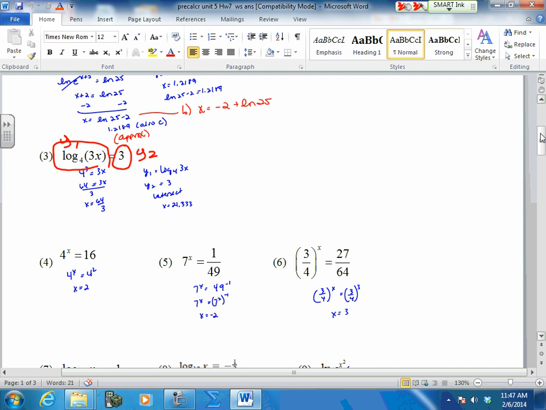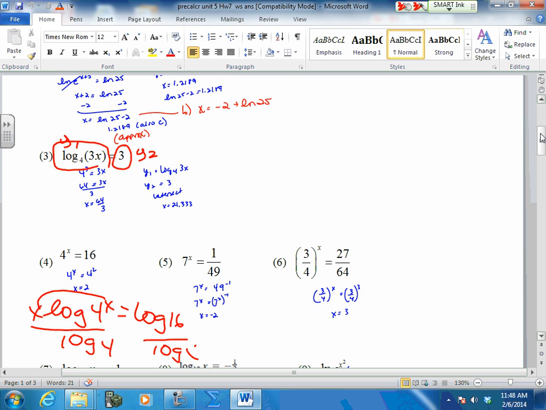Probably the easiest way is to bring them down. If not, take the log of both sides. Remember, this is an equal sign, so whatever you do on one side, you have to do to the other side. Then divide them both by log 4. This changes your base into a base of 10 as well. It keeps it into your base 10.